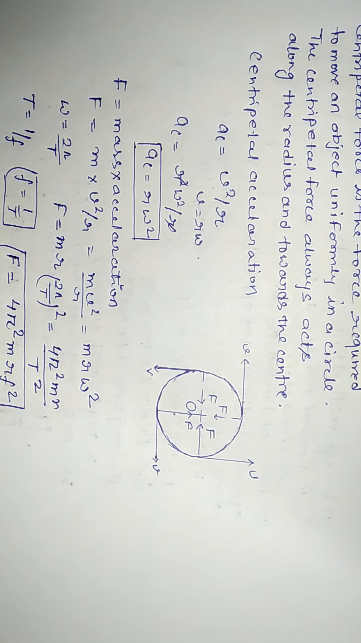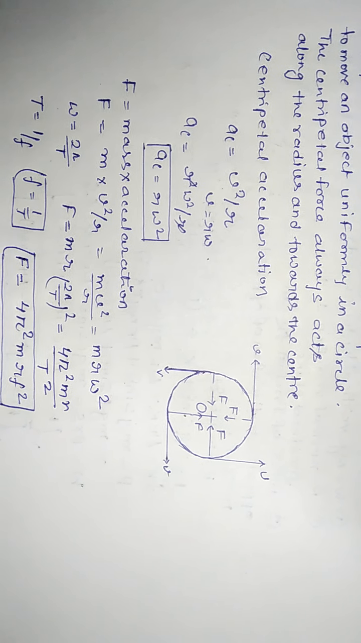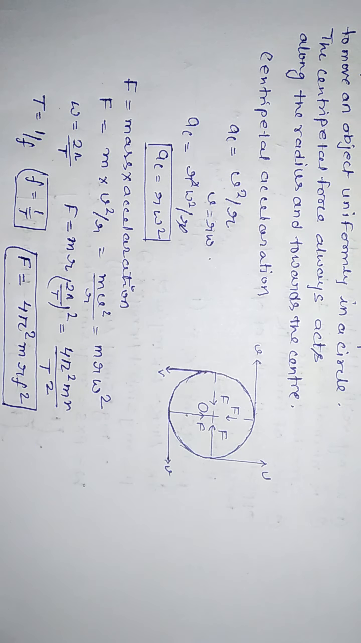Now as we know that time period is the reciprocal of frequency, the frequency can be written as 1/T. On further substituting this value in this equation we will get F = 4π²mRf², where this small f represents the frequency. So these are the formulas for centripetal force.